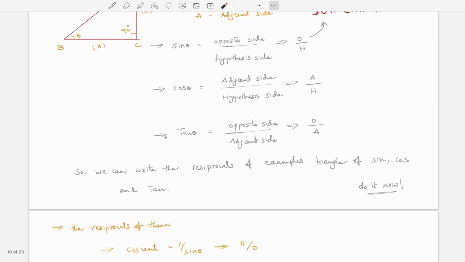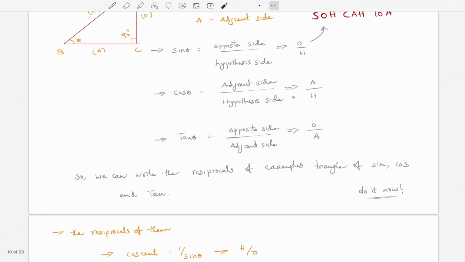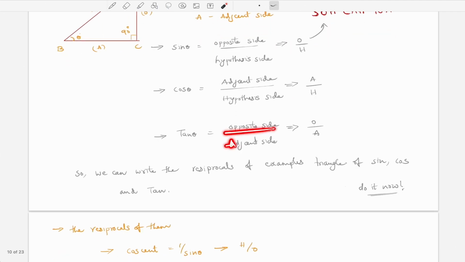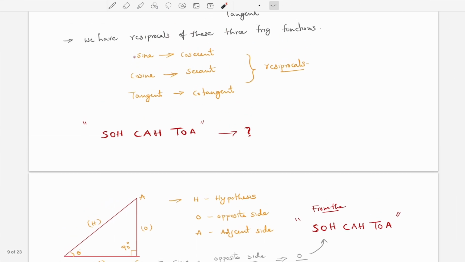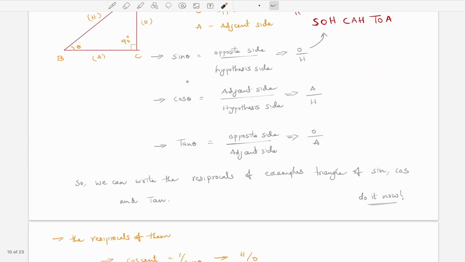Then we have another one, tan theta. What do you mean by tan theta? We have TOA. O is the opposite side and A is the adjacent side, right? So tan theta is the opposite side by the adjacent side, which is nothing but O by A. I hope you're getting it. So we have seen sine theta, cos theta, and tan theta, and we have discussed the reciprocals also: cosecant, secant, and cotangent. So we can find the reciprocals also.